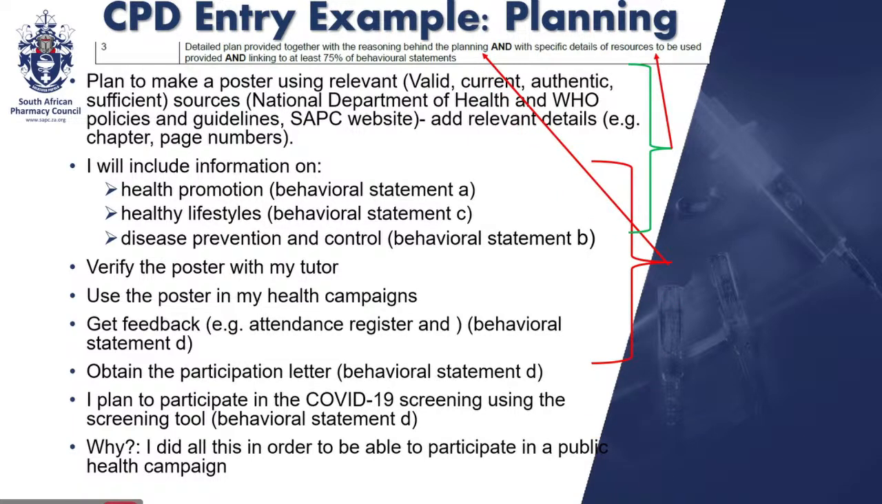So there we have a detailed plan provided together with the reasoning behind the planning and the details of the resources that we did in the beginning, and it's linked to at least 75% of the behavioral statements. Usually in the planning, if it is not sufficient or it is not linked, you will see a comment that I often make: use the behavioral statements to help you structure your planning, because that is what you need to provide evidence for.